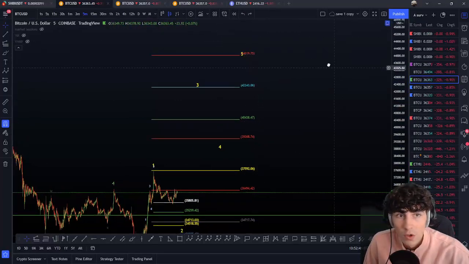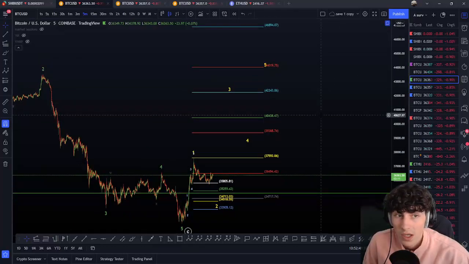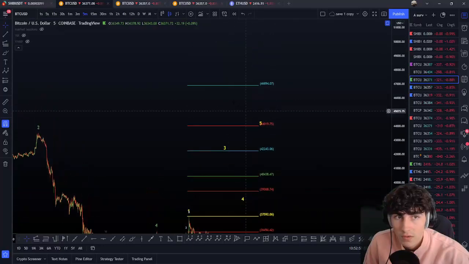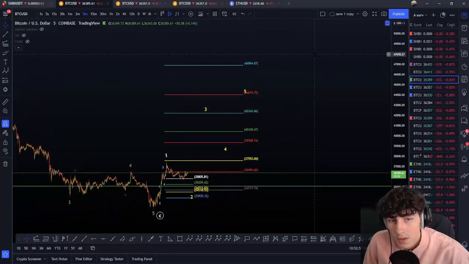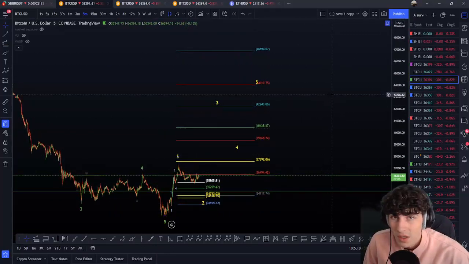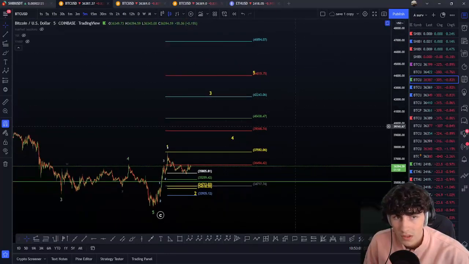Okay. So now these are the waves I'm looking at the moment. Now keep in mind on the wave 3 there are still other targets. You have the 200% here, you have the 261.8, you have the 423.6. So if you push higher and higher and higher, that's more likely 5 waves to the upside. Okay, for now this is what I'm looking at.